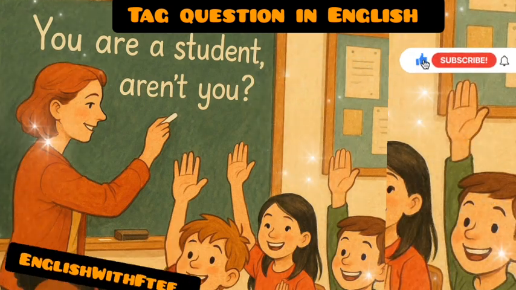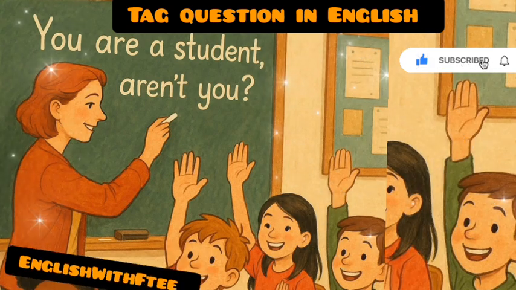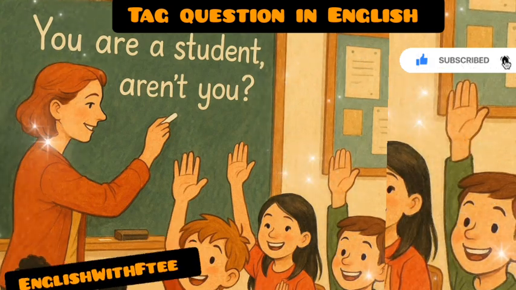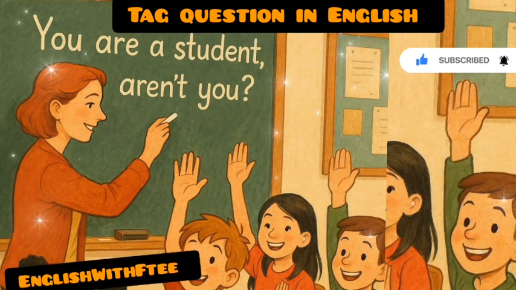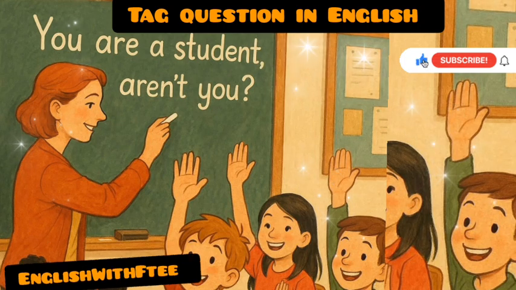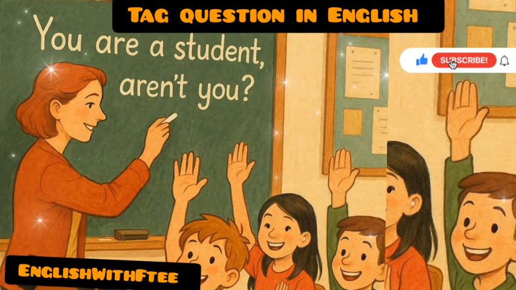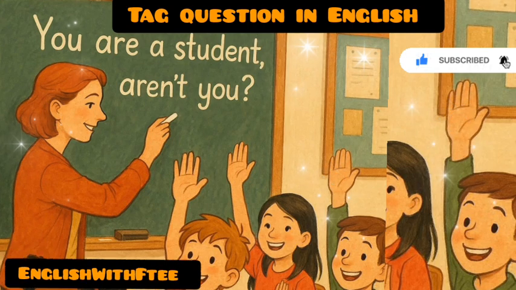A tag question is a special construction in English. It is a short question added at the end of a statement. We use tag questions to ask for confirmation. It means something like, "Is that right?" or "Do you agree with me?" They are very common in English.